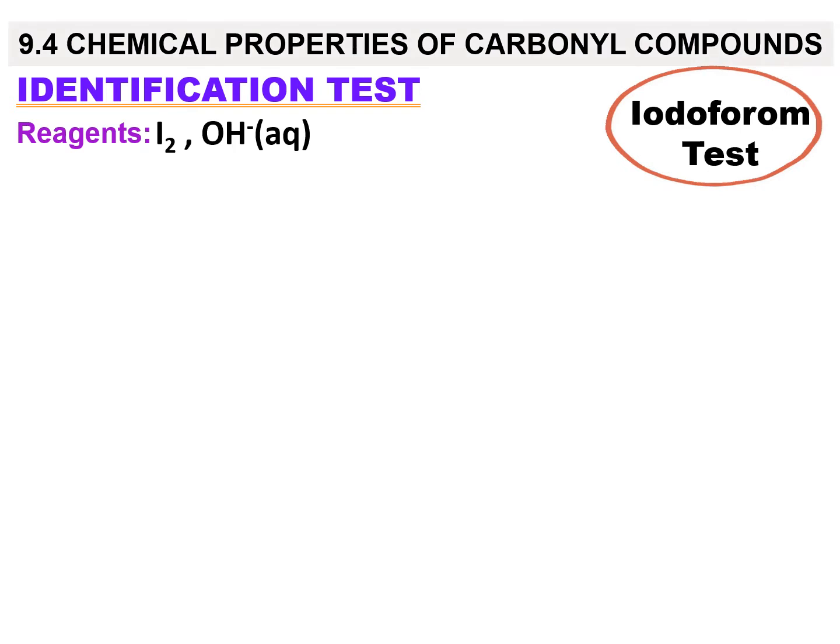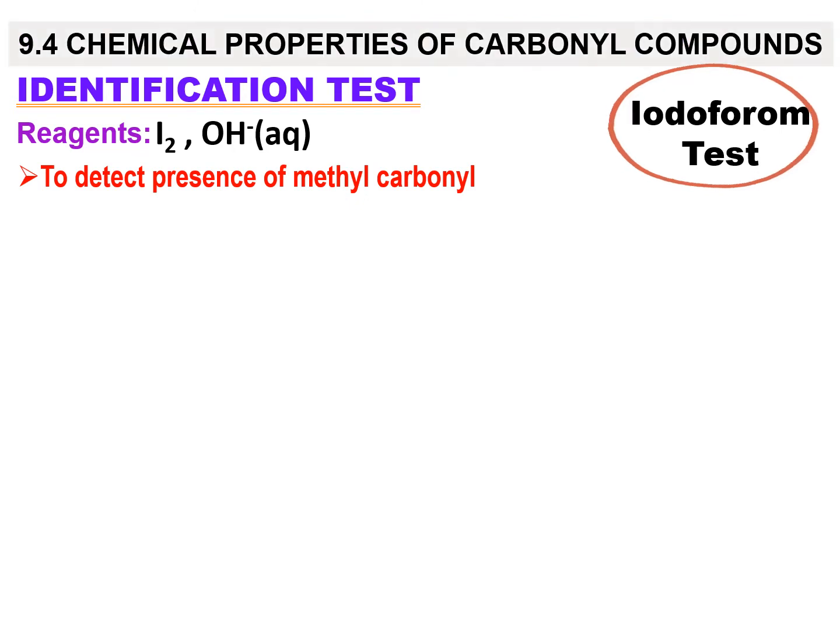Iodoform test. The reagents are iodine in hydroxide in aqueous condition. The function of the iodoform test is to detect the presence of methyl carbonyl group. This is the structure of the methyl carbonyl group. At the C double bond O carbonyl, we need to have a methyl group.